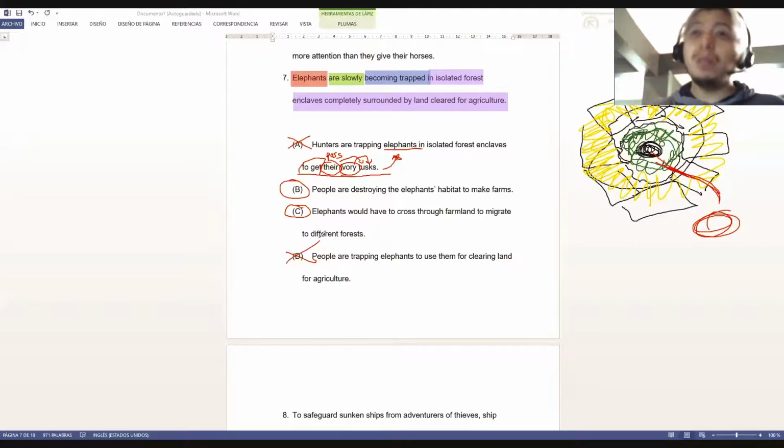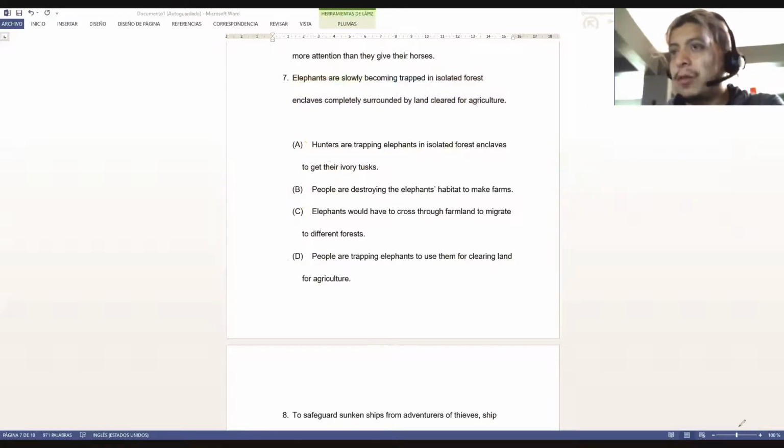If they are surrounding the forest enclaves with farmlands, we can assume that they are destroying the rest of the forest. Elephants will have to cross through farmlands to migrate. Yeah, if they are isolated in the middle, surrounded by farmlands, the only way to get to a different forest is to go through the farmland. They are trapped, so they need to go through the farmland. Okay? I hope this wasn't as difficult.